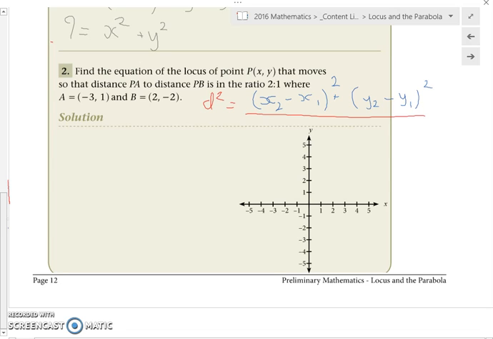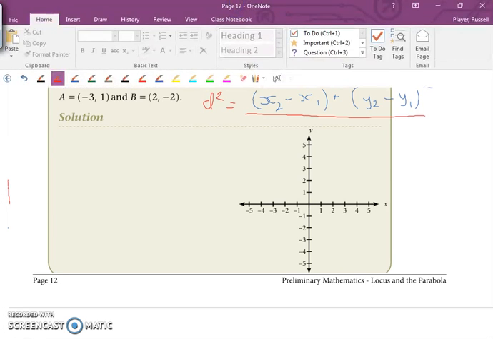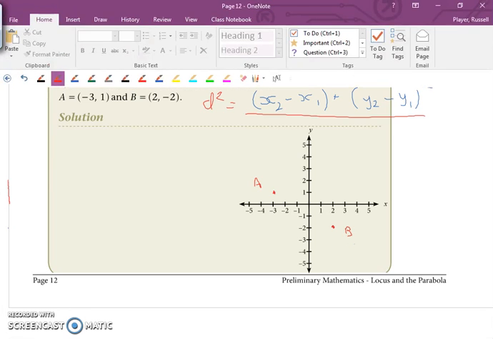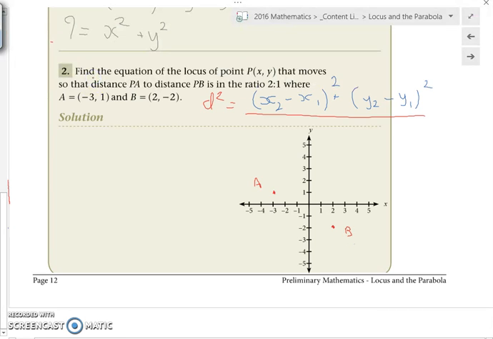Okay? Going to plot those points. I've already got my red pen. So the first point is A, minus 3, 1. So I'll put that there and call it A. And B is at 2, minus 2, which is there, we'll call it B. Now what we know is that there is a point P such that the distance PA is twice the distance PB. Does that make sense?